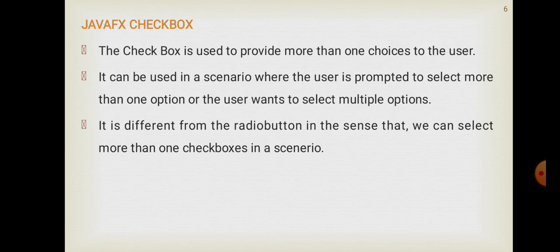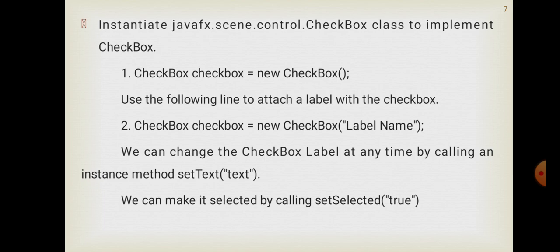First we are going to discuss what Java checkboxes are. The Java checkbox is used to provide more than one choice to the user. So it can be used in a scenario where the user wants to select multiple options. For example, if I am creating an application form where I ask what the hobbies are, I have listed some options, that is watching TV, drawing, enjoying music or playing cricket. A particular user can have more than one option. So at that time we can go for this checkbox. It is different from the radio button in the sense that we can select more than one checkbox in this scenario.